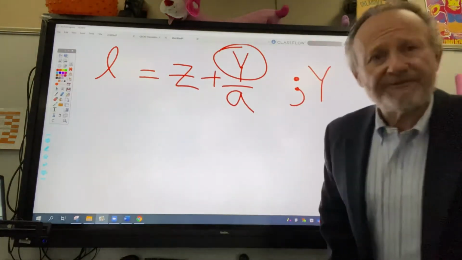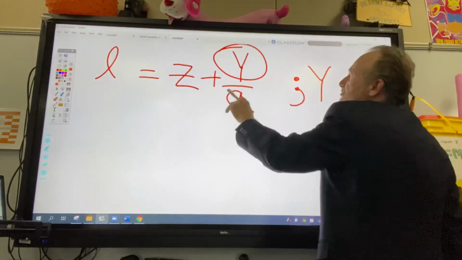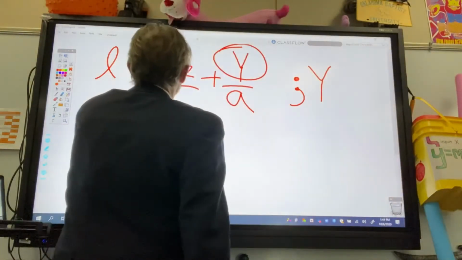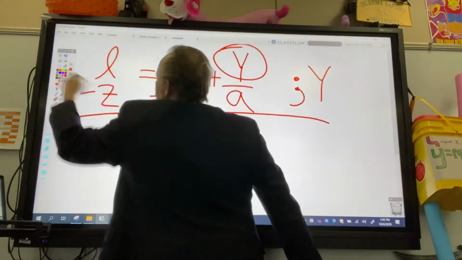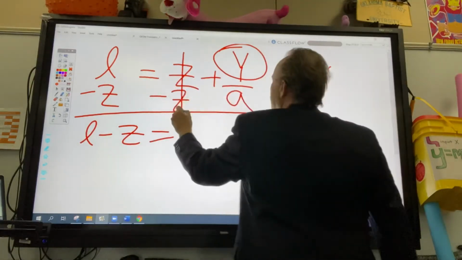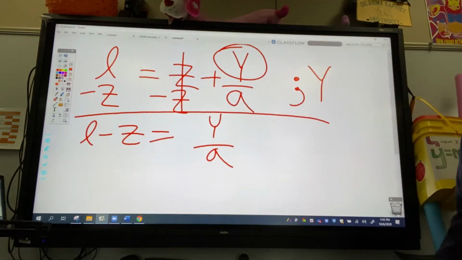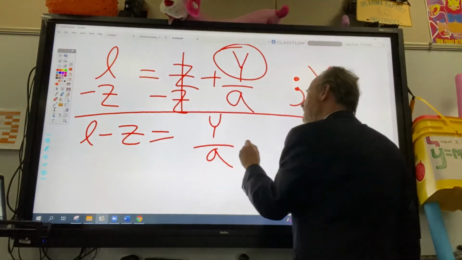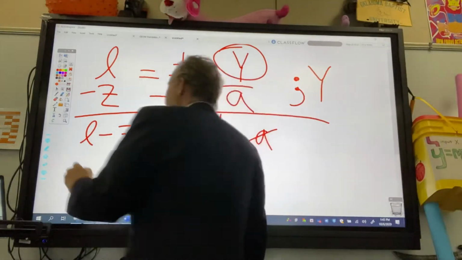Now I got Y over A, and then I have a plus Z over here. So who am I going to get rid of first? Who's the slouchy uncle to get kicked out of the house first? Well, A is snuggled up next to Mama Y, so we're going to get rid of the Z first. If that's a positive Z, I'm going to make that a negative Z. I can't squish them together, so that just becomes L minus Z equals Y over A. Now I'm solving for Y, so what do I got to do to get rid of the A? Well, that's Y divided by A. You're going to do the opposite. So if it's divide by A, I'm going to multiply by A. Boom, bada bing.